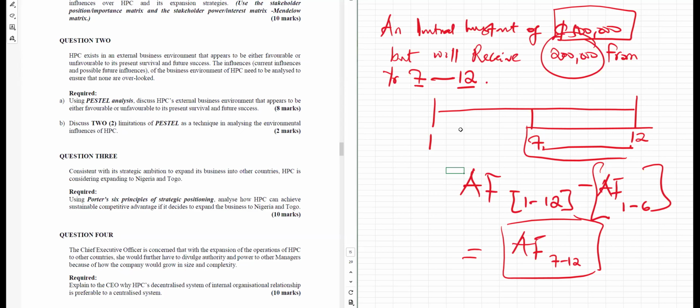Yes, sir. The period says 7 to 12. It says 1 to 12, a full period, but only 7 to 12 has cash flows. There was nothing before 7. So you're only left with the 7 to 12.